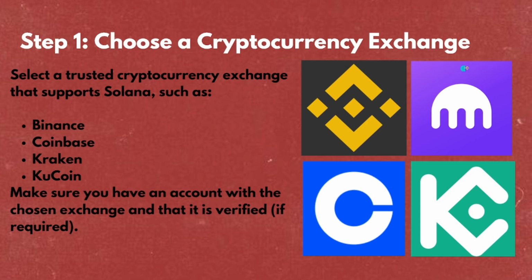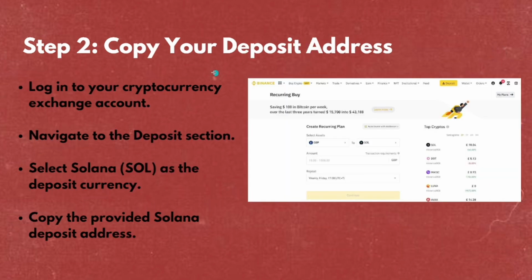Now step number 2 is to copy your deposit address. So log into your cryptocurrency exchange account. In this example, we're going to be using Binance. And then navigate to the deposit section. Select Solana or SOL as the deposit currency. And then just copy the provided Solana deposit address.